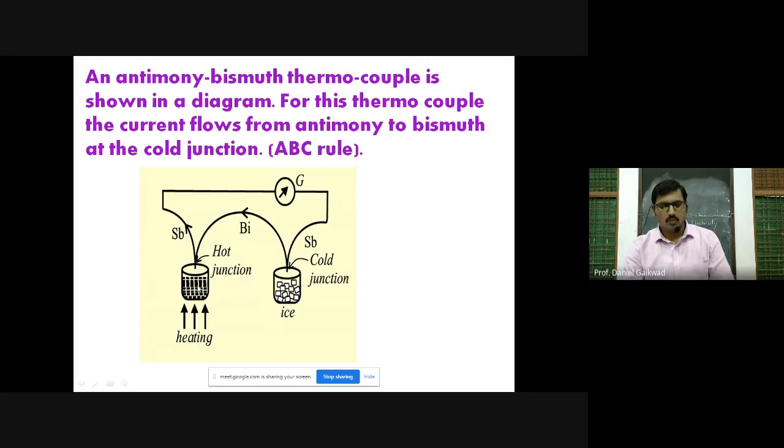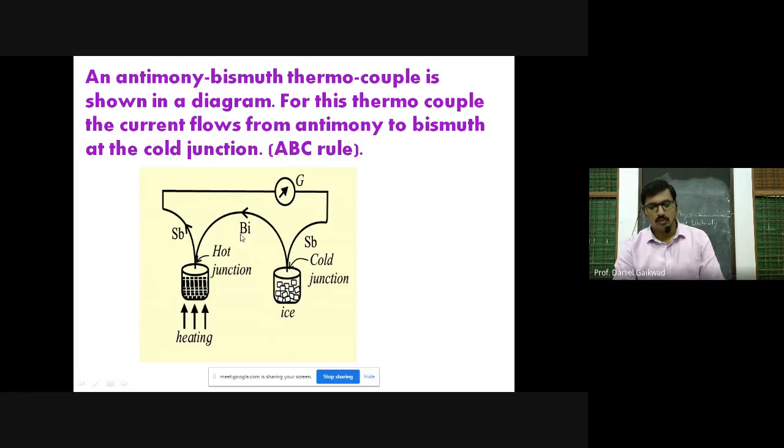Suppose the water is considered in case of the first junction, the hot junction. We heat that water so that the one junction gets hot. And the second, if we keep it in ice, so ice as a cold junction, that junction is deep in ice, so that is cold here. And when we connect this pair of metals, Sb is connected to the galvanometer and again goes to the junction here.